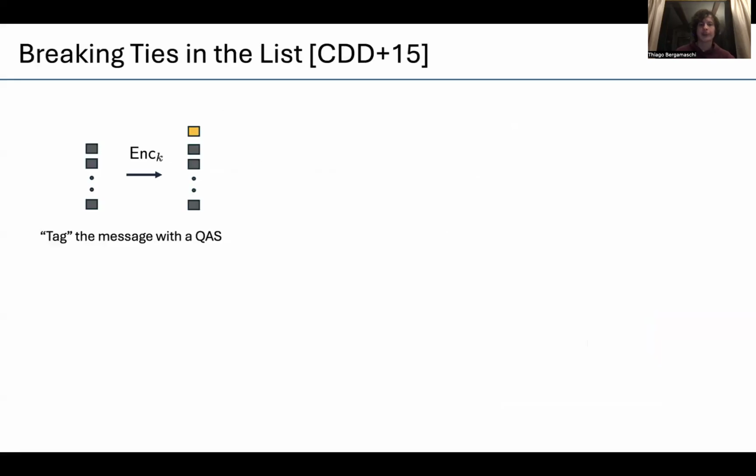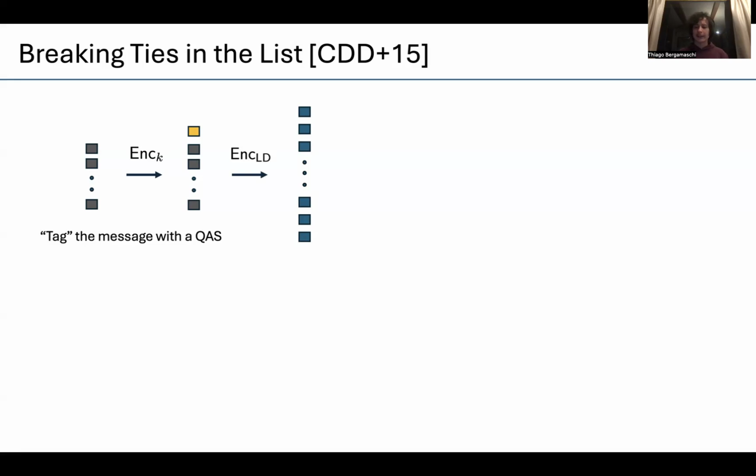Great. So the question you should be asking now is, how do we break ties in this list, trying to leverage list decoding for unique decoding? For this purpose, we appeal to an intuition in a paper by Kramer et al. in Eurocrypt 2015, where the idea is to take our code state and tag it with a certain quantum authentication scheme, and subsequently encode the result into the list decodable code.